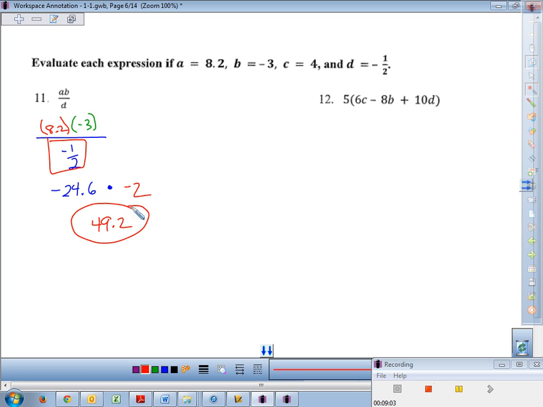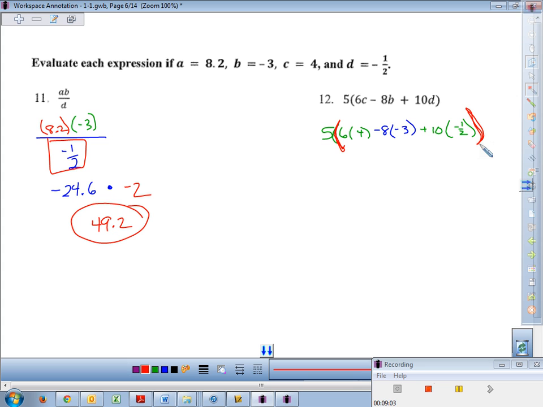So sub in, and then follow the order of operations again. So let's sub in number 12. 5 times 6. C is 4, so I'm just going to put that in parentheses also. Minus 8, and B is negative 3. And then plus 10D. And then I'm going to close that parentheses, so let's use those in red. Lots of parentheses, the way I write that stuff down.